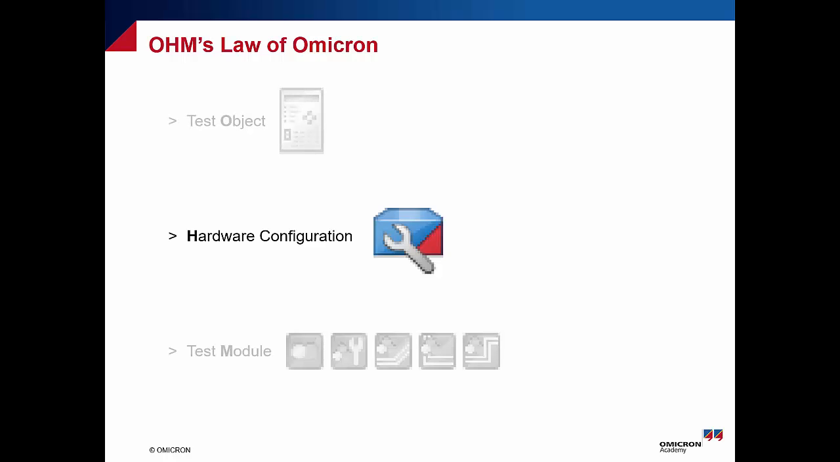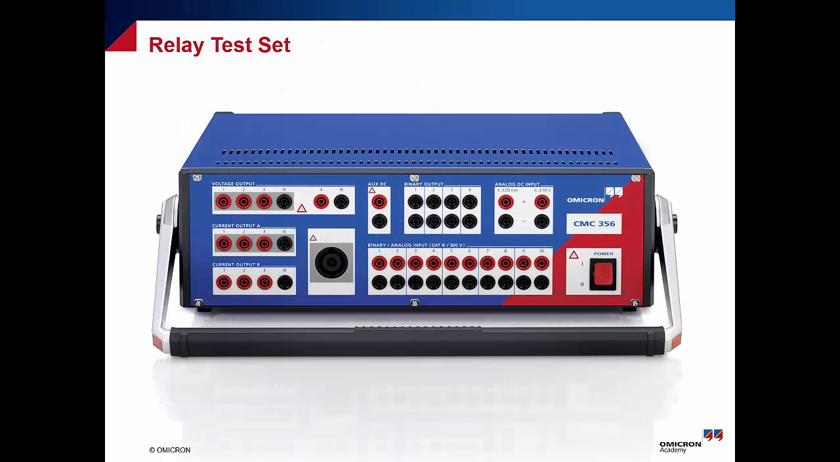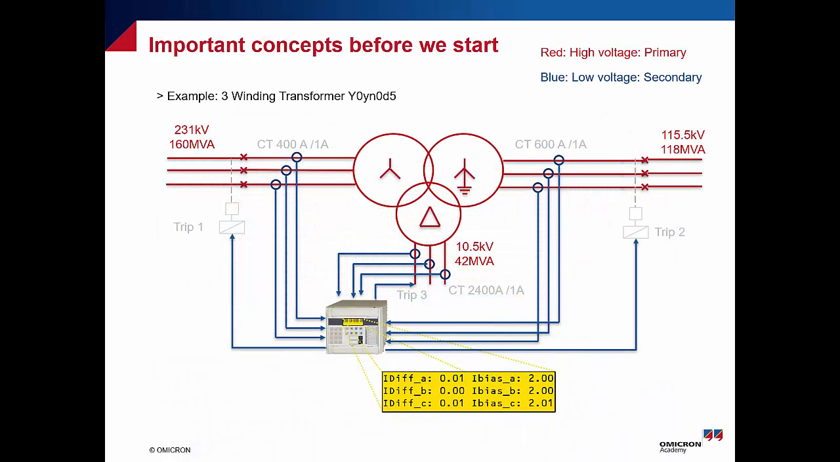Here again, coming to the second point, we have already finished the test object. Now we come to the hardware configuration. For the hardware configuration, you have to define how many currents, how many binary inputs and how many binary outputs you need, and even if you need DC, to configure the DC. All of that we will see later in this slide.